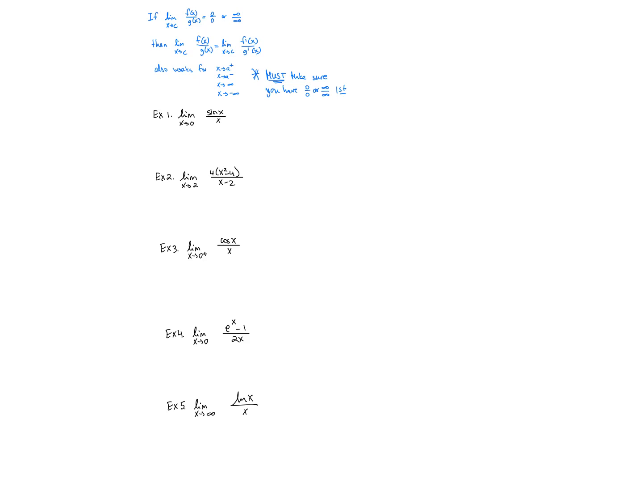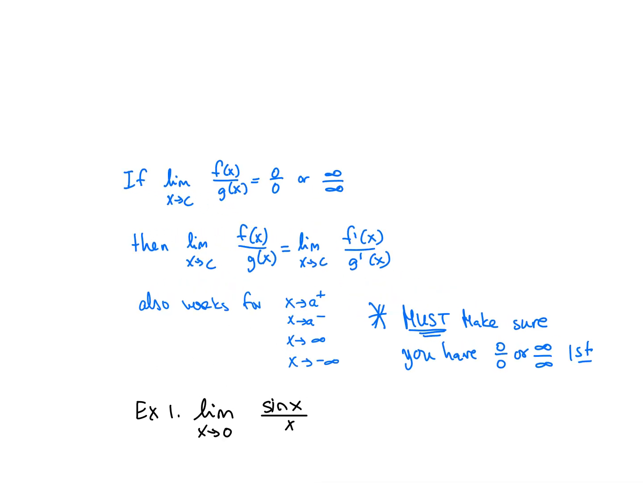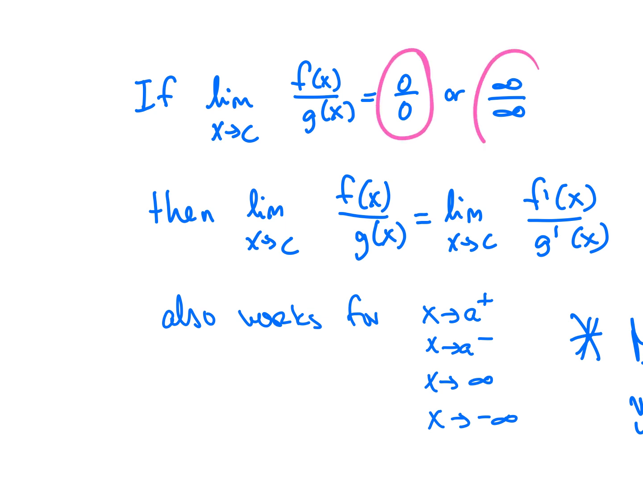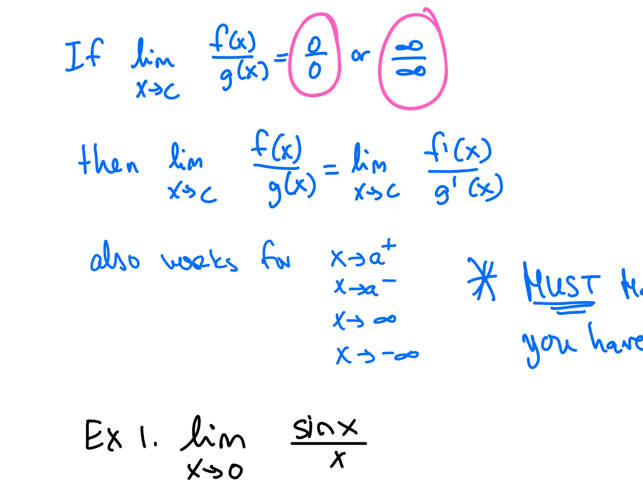Alright, we're going to take notes on L'Hopital's rule. L'Hopital's rule says that if the limit of a rational function, so if we have a numerator and a denominator, if the proportion that it gives us is either 0 over 0 or infinity over infinity, then we can take the derivative of both our numerator and the denominator and find the limit as x approaches c of that, and it'll give us an answer.